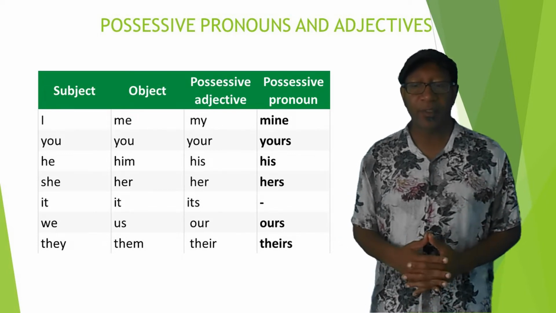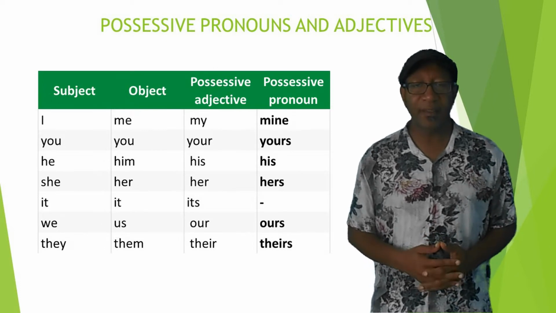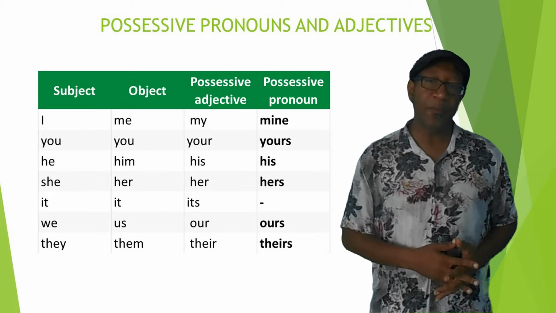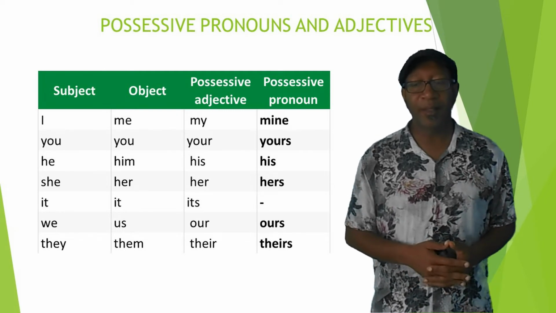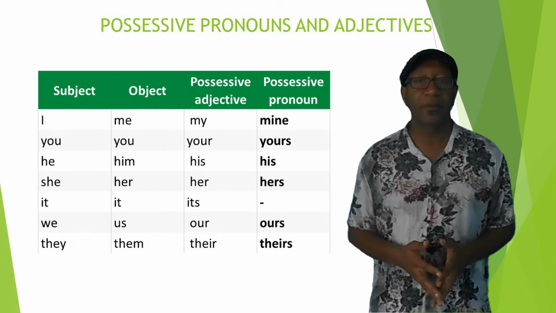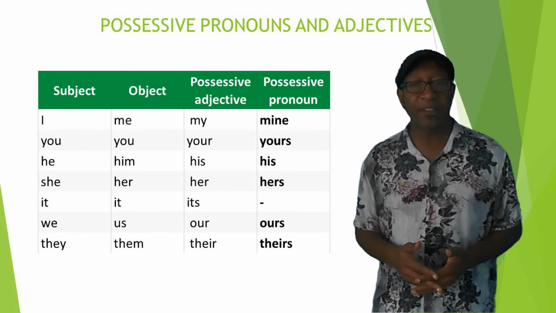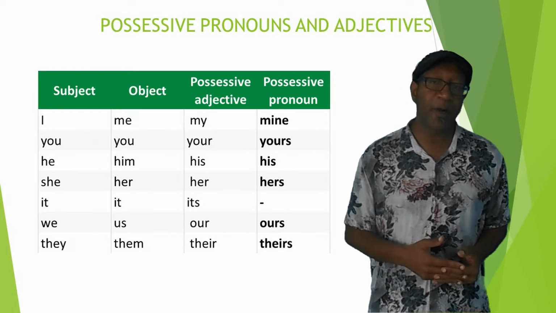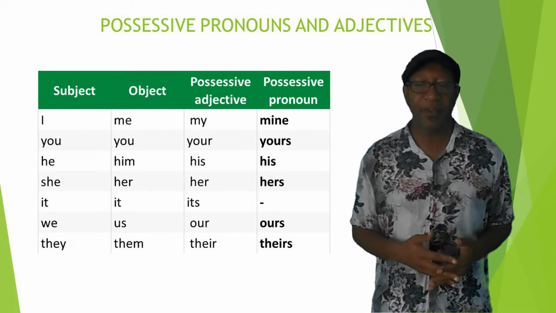Today in our class we will talk about possessive pronouns and possessive adjectives. I will start by bringing you this table. The first column is about subject pronouns, the second column is about object pronouns, the third column is about possessive adjectives, and the fourth column is about possessive pronouns. As possessive adjectives we have my, your, his, her, its, our, their. And as possessive pronouns we have mine, yours, his, hers, ours, and theirs.